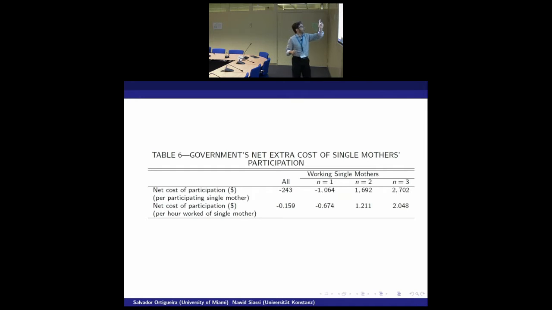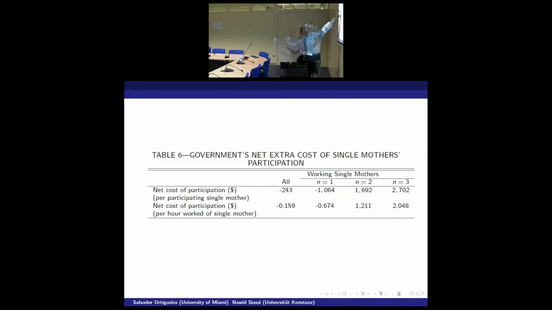Okay? So, this is the first line. This is the net cost of participation, measured in dollars, per participating single mother. So the thing is that for single mothers of 2 and 3, they cost us money. For single mothers of 2, we pay $1,600 extra for having them in the labor market. For single mothers of 3, we pay $2,700 for having them participating in the labor market.